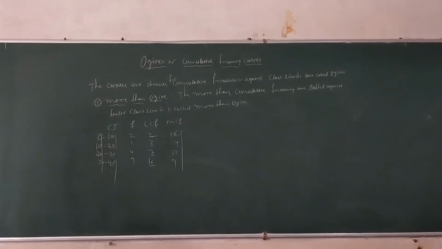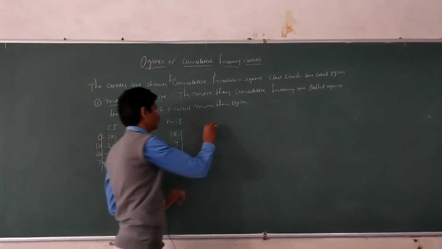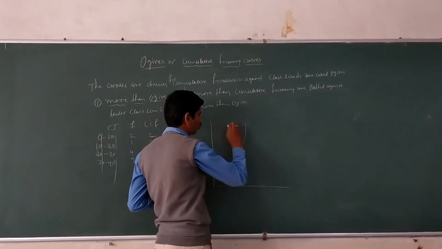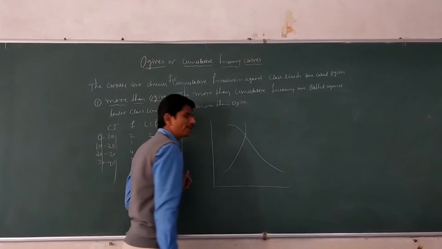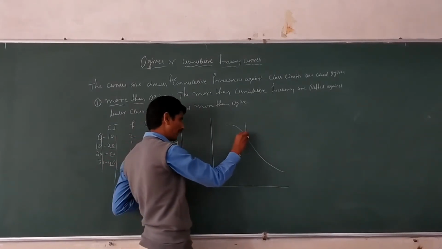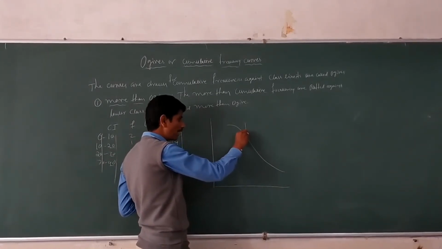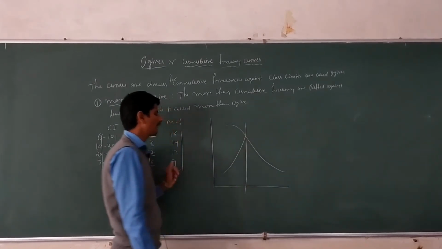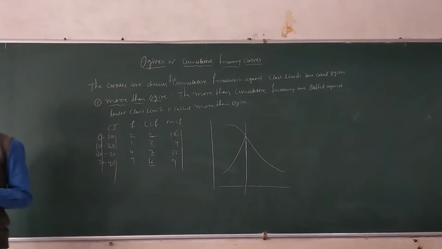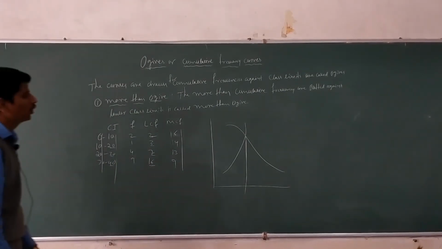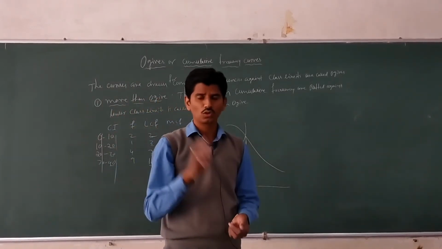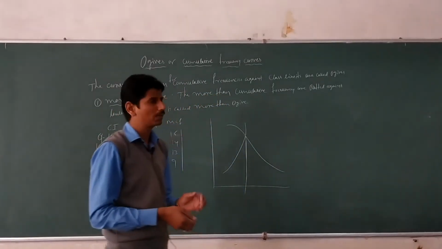Usually the two ogives are drawn together with a common axis. From the point of intersection, we draw a line perpendicular to the x-axis, and then we get the median value. With the help of ogives, we can find the median and partition values such as quartiles, deciles, and percentiles.